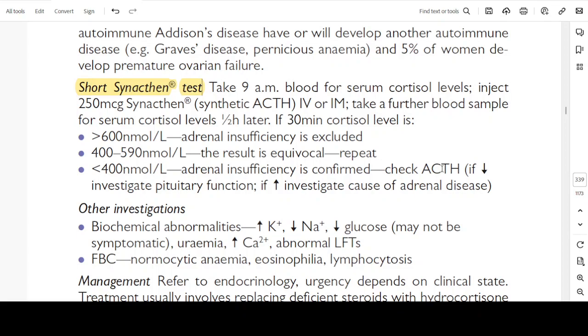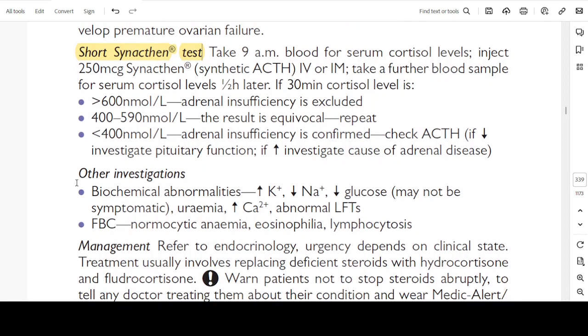Check ACTH levels. If decreased, investigate pituitary function. If increased, investigate cause of adrenal disease. So this is more clear. The short Synacthen test determines whether there is actual adrenal insufficiency, and in case adrenal insufficiency is confirmed, then you have to check the ACTH levels. If ACTH levels are high but still the adrenal gland is not able to produce hormones, then it's an adrenal cause, and if ACTH level is low, then you need to investigate pituitary function.